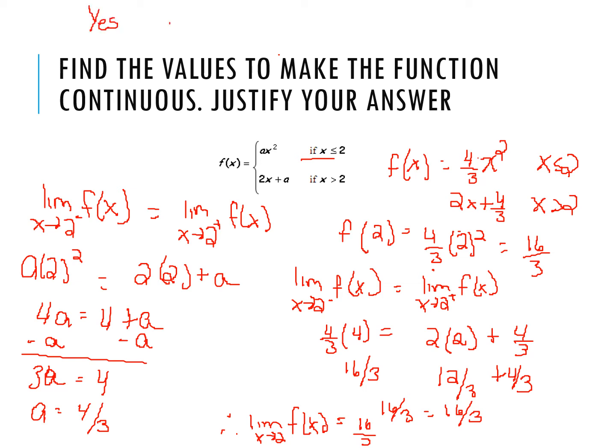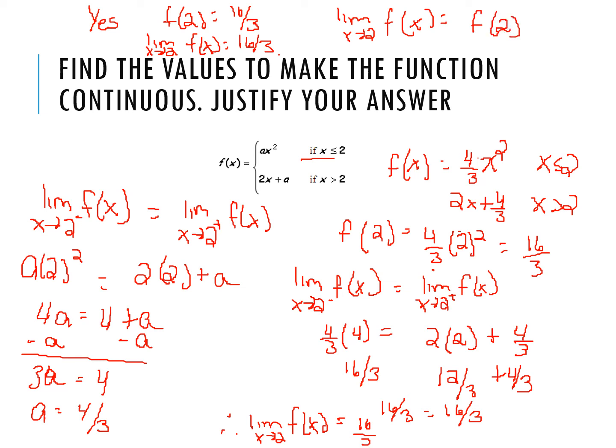It's continuous because f of 2 is equal to 16/3. The limit as x approaches 2 of f of x is equal to 16/3. And the limit as x approaches 2 of f of x is equal to f of 2. So yes, it is continuous because all three conditions are met. Ta-da! Let's do another problem.